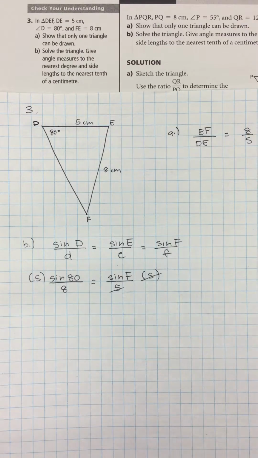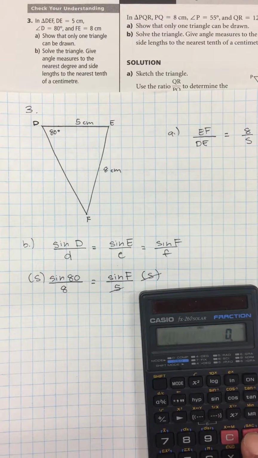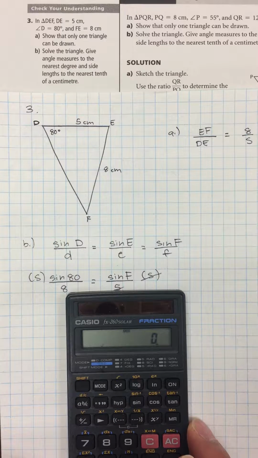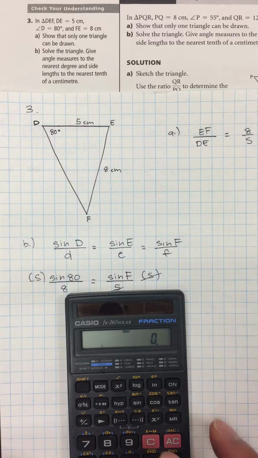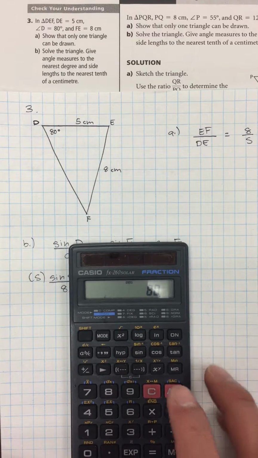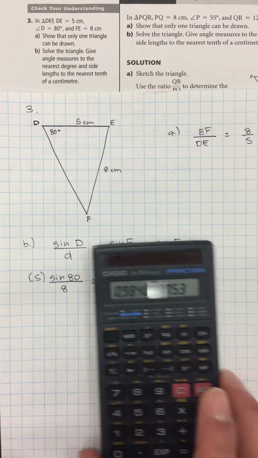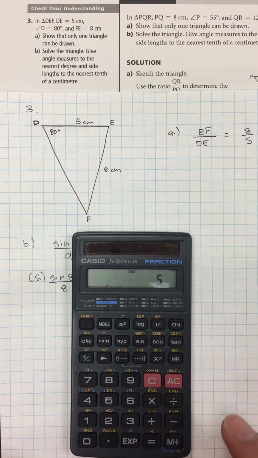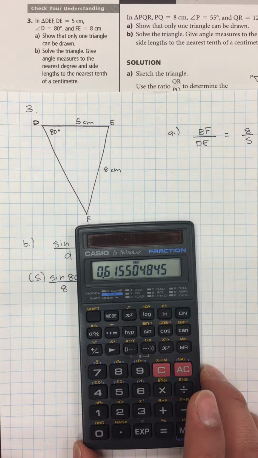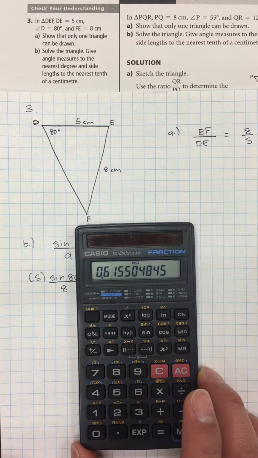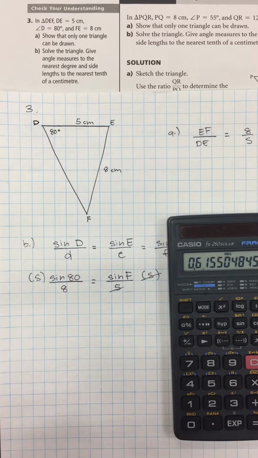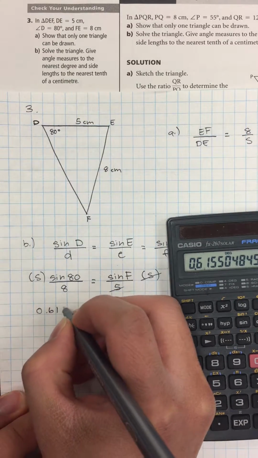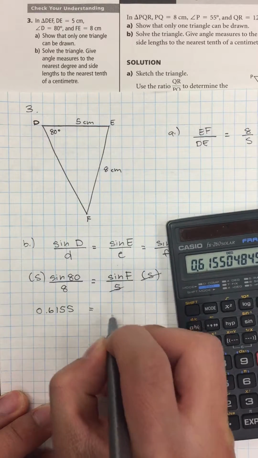So now all we have to do is put the stuff into our calculator. So on my calculator, I'll do 80 sine first. 80 sine. I'll do divided by 8 and times 5. So go to 4 decimal places. So I get 0.6155 is equal to sine of F.